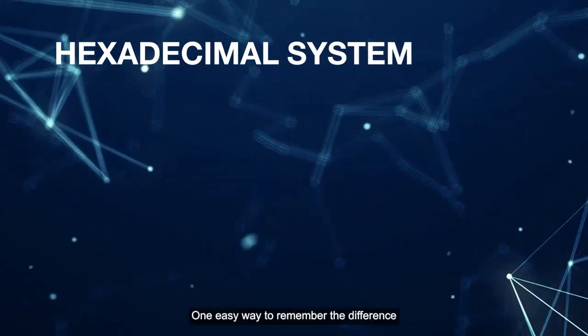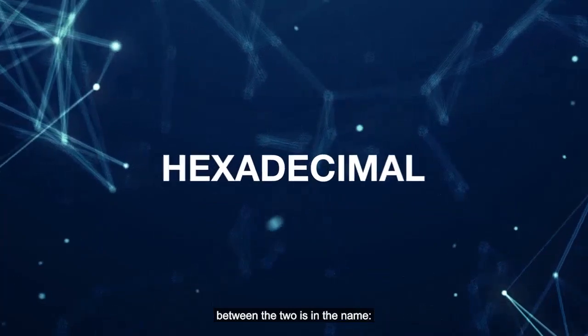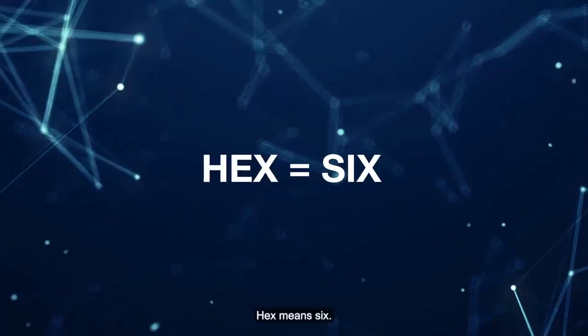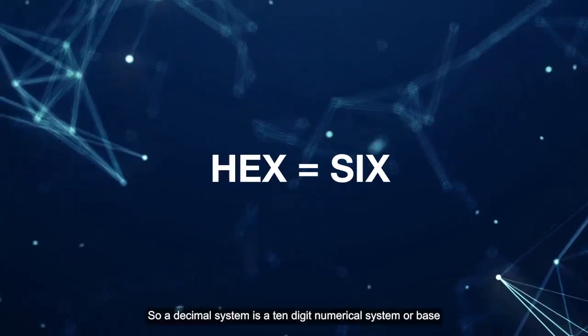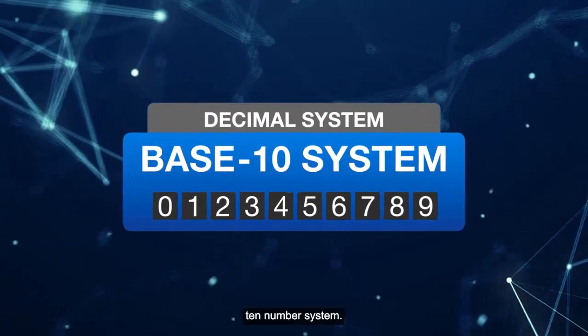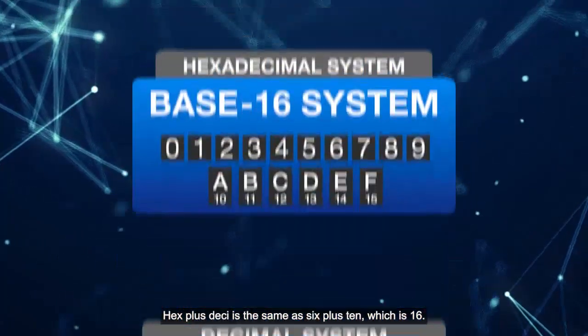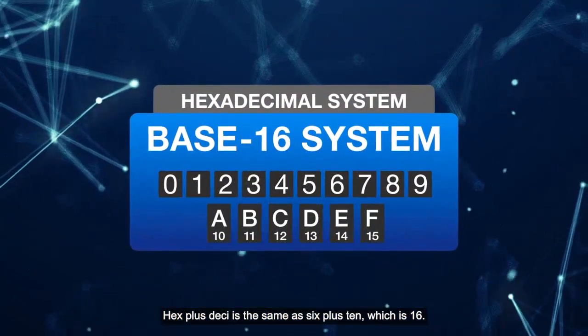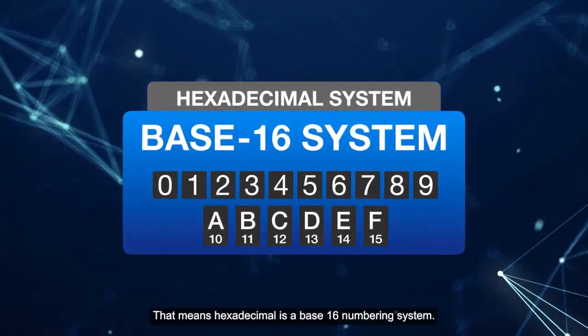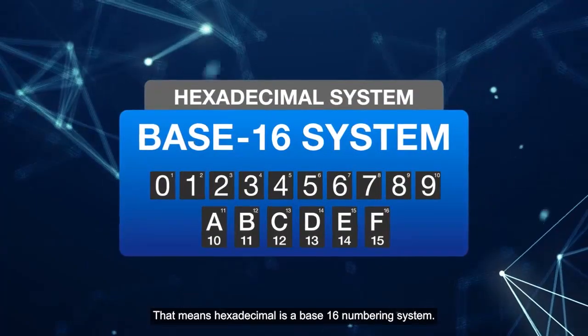One easy way to remember the difference between the two is in the name. Deci means 10. Hex means 6. So a decimal system is a 10-digit numerical system or base 10 number system. Hex plus deci is the same as 6 plus 10, which is 16. That means hexadecimal is a base 16 numbering system.